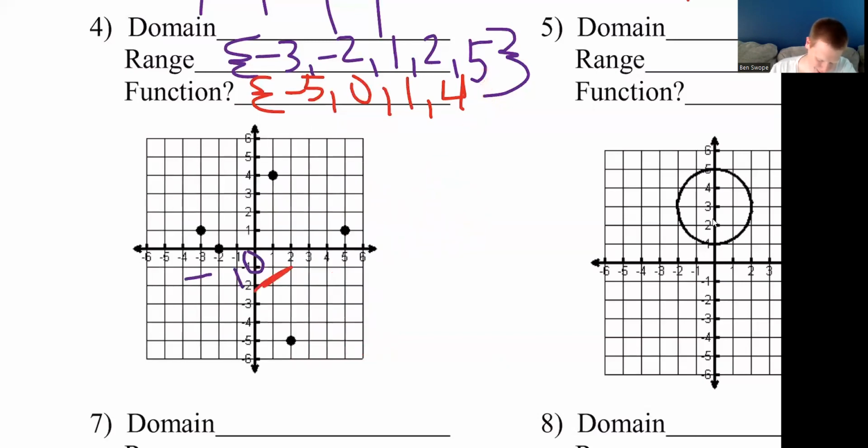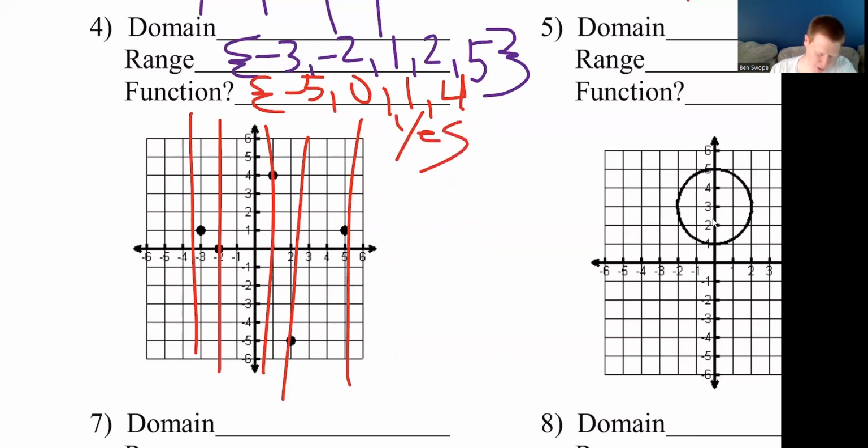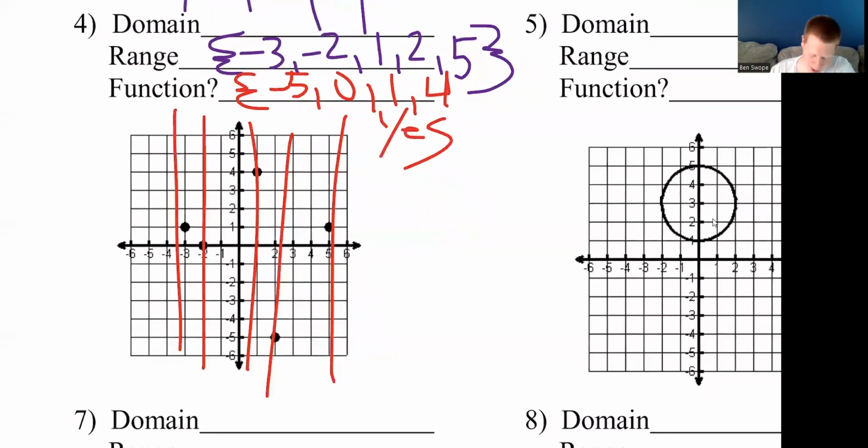So does it pass the vertical line test? Just see, do any of the points have the same y value? You could either have looked at your coordinates, but none of these have the same y value. So this is also a function, 4 for 4.